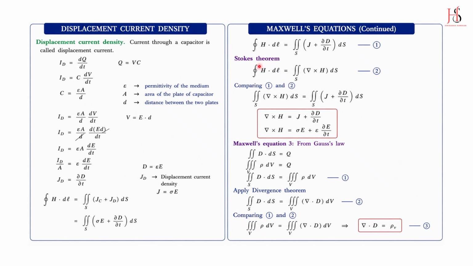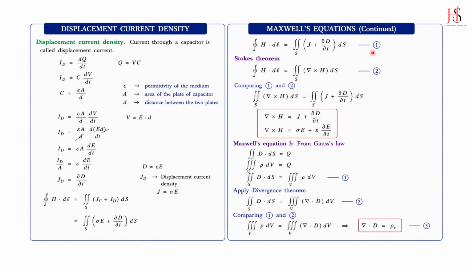Now we will try to apply the Stokes theorem, because the left hand side is a line integral and the right hand side is a surface integral. We cannot solve it like this, so we need to make both sides the same surface integral. So we'll implement the Stokes theorem. Stokes theorem is nothing but the line integral of H dot dl is equal to the surface integral of del cross H into ds. Now we apply it to the left hand side, converting the line integral to a surface integral.